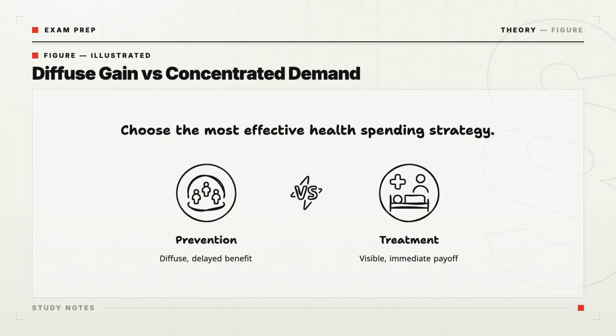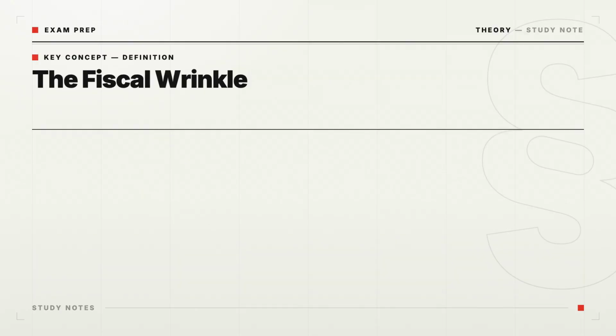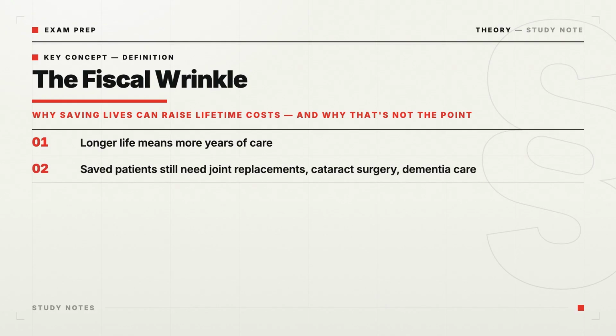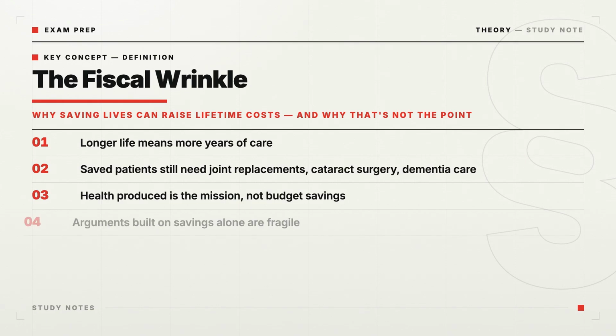Prevention's benefit is diffuse and delayed, scattered across a population that will never know it was helped, while treatment's demand is concentrated, immediate, and attached to a real name. Successful prevention can actually raise lifetime health costs, since people saved from early death go on to need joint replacements and dementia care later. But prevention's justification is health produced, not savings delivered. So building the case on guaranteed cost reductions is a fragile strategy that collapses the moment savings fail to appear.